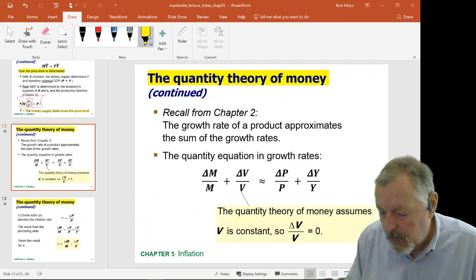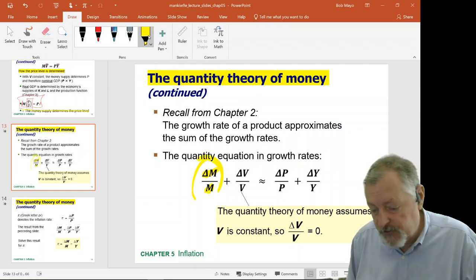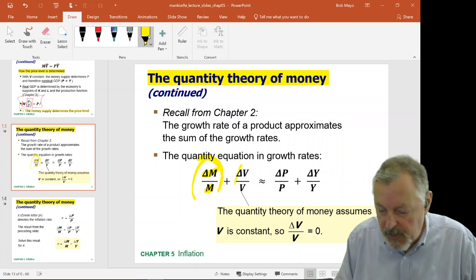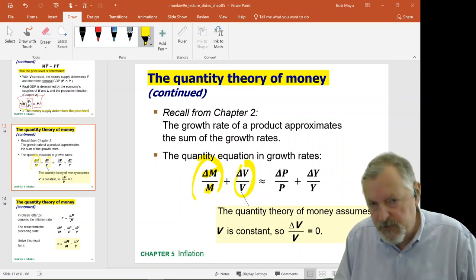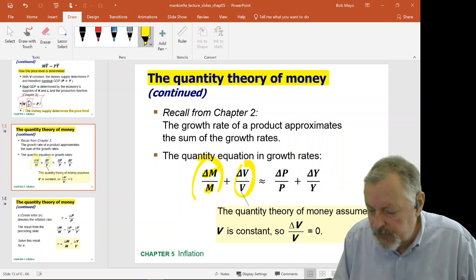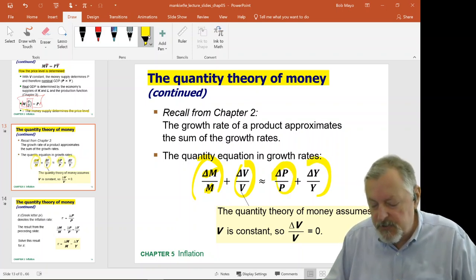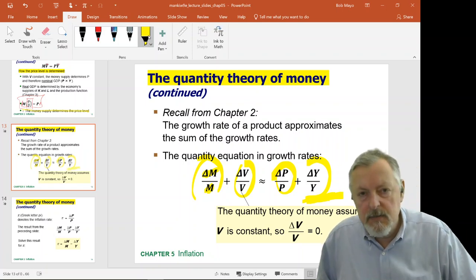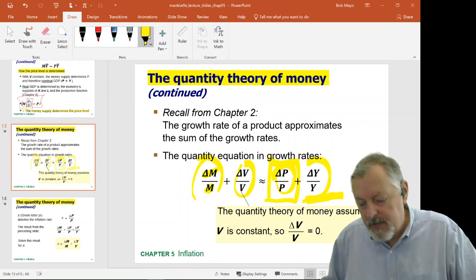Also, change in the money supply divided by the total gives you the change in percentage terms. Percentage change in the money supply plus the percentage change in the velocity is, for small changes, equal to the percentage change in prices plus the percentage change in output. Percentage change in output, that's economic growth. Percentage change in prices, that's the inflation rate.